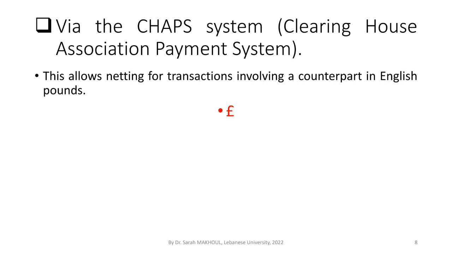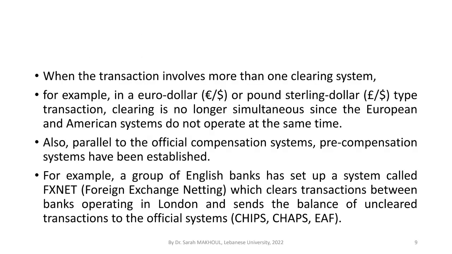where payments are in pounds, the English pound. So you will be dealing with English pound currencies, the English system. When the transaction involves more than one clearing system, for example if you are dealing with euro and dollars, or with pound and dollar, what type of transaction?